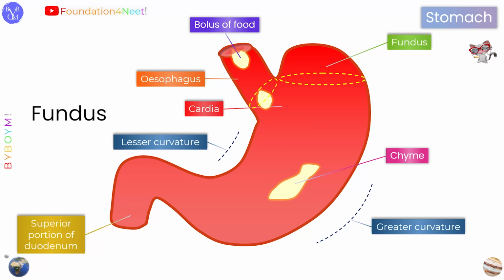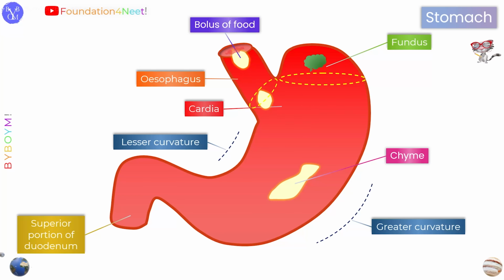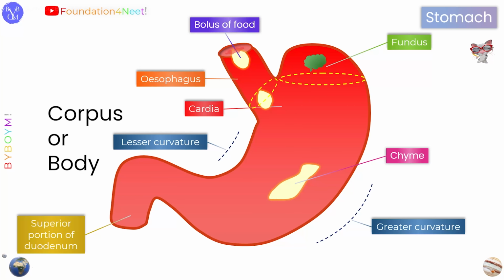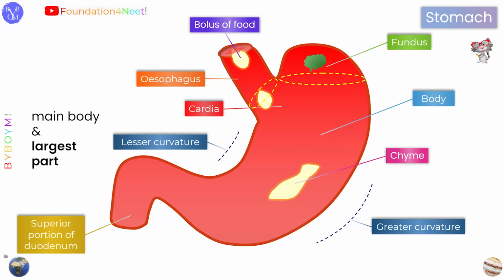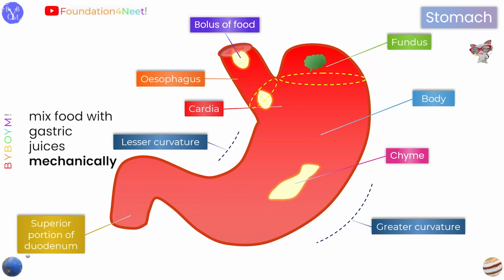The second region is the fundus or fundic region. The rounded section next to the cardiac region is the fundic region or fundus. The fundic region collects gases formed during digestion. The third region is the corpus or body, the main body and the largest part. It is the part where rhythmic contractions of the stomach mix food with gastric juices mechanically.